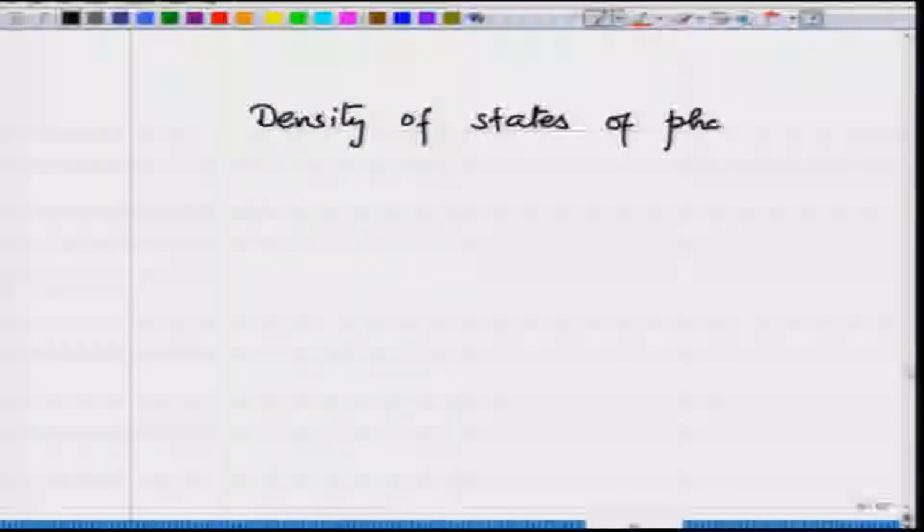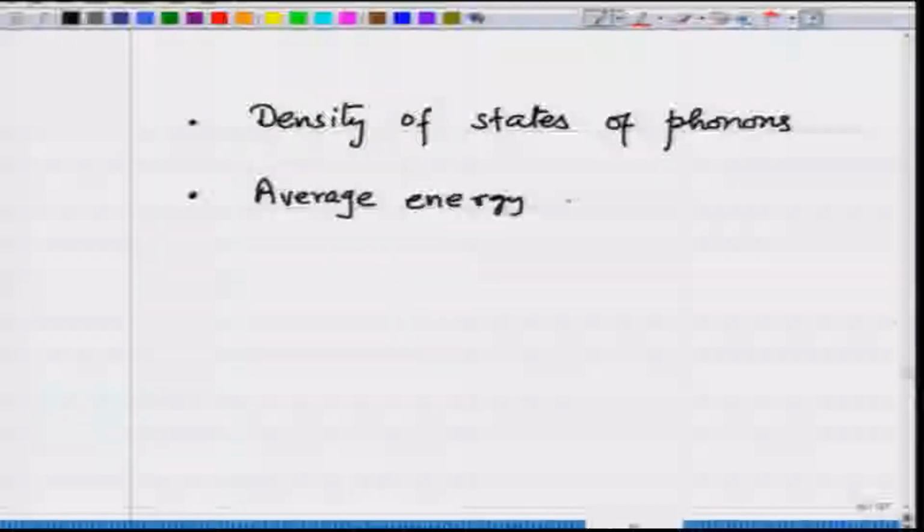We have calculated and discussed the density of states of phonons, and we have also discussed the average energy of a mode, and we are now ready to combine the two to get the specific heat through the route of calculating the total energy of a system where these phonons are there, or a crystal with vibration, both are equivalent.